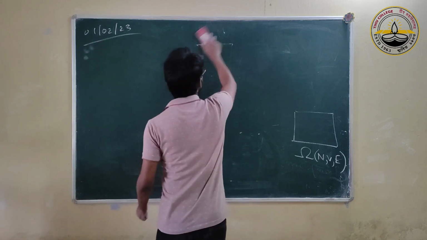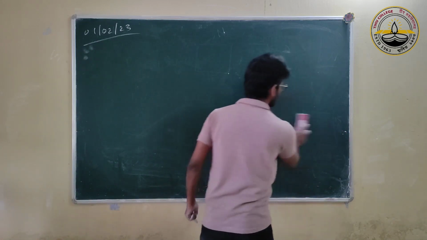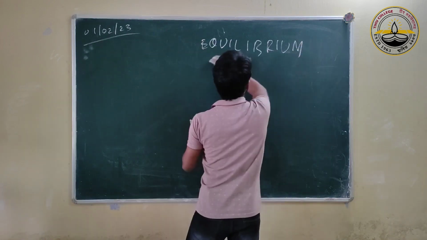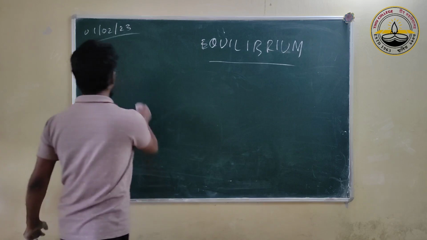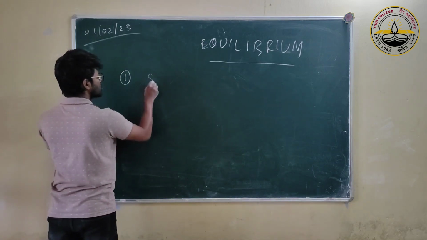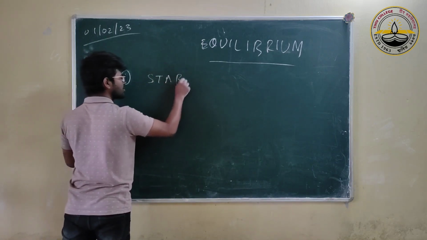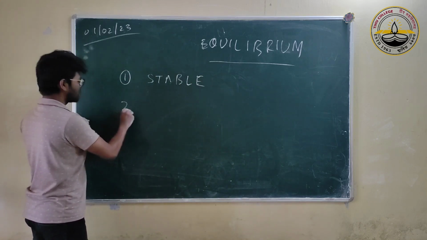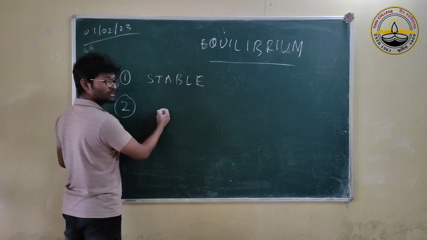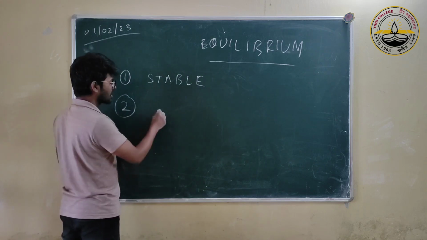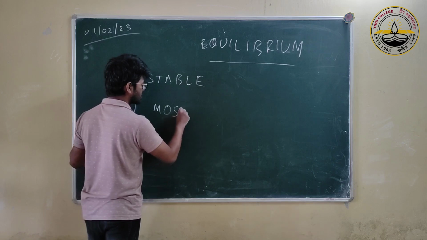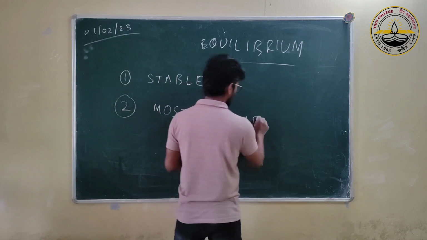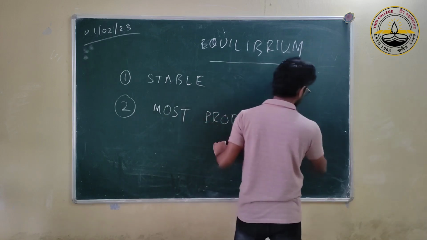Another concept we need, studied in one of the classes, is equilibrium. The concept of equilibrium. What do we mean by equilibrium? One, it should not be changing with time, so it should be stable. Which means it should be always, or most of the time, found in this particular state. So the most probable state.